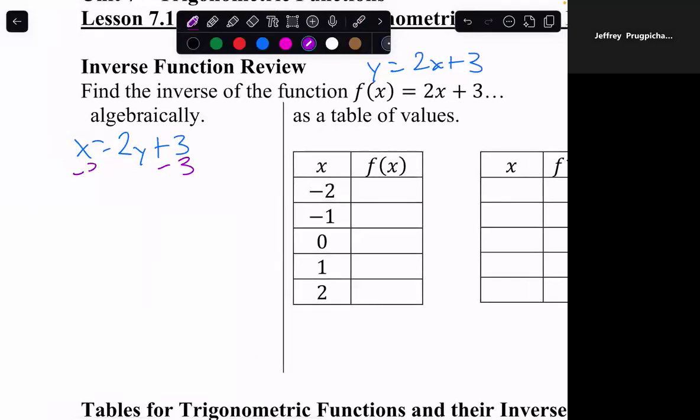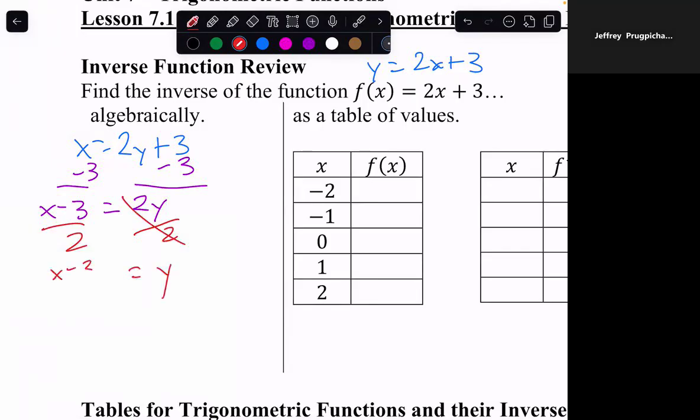Okay, so in this case, I would maybe subtract 3 from both sides, and then divide both sides by 2. Okay, so that would be one way to get the inverse. And remember, the inverse notation looks like this. Okay, so it's not f to the power of -1. It has nothing to do with exponents at all. This is just how you write the inverse of f of x.